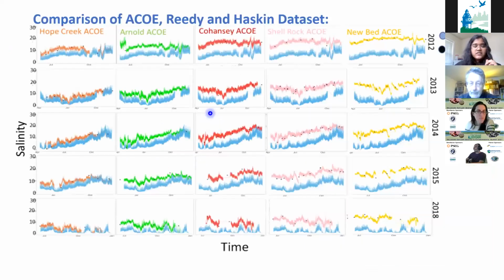Here is a comparison of the ACOE dataset, Reedy dataset, and Haskin dataset. In the x-axis, we have time. In the y-axis, we have salinity. The first panel is for year 2012, and second is 2013, and then 2014, then 2015, and 2018. To save time, I'm going to focus on 2012.